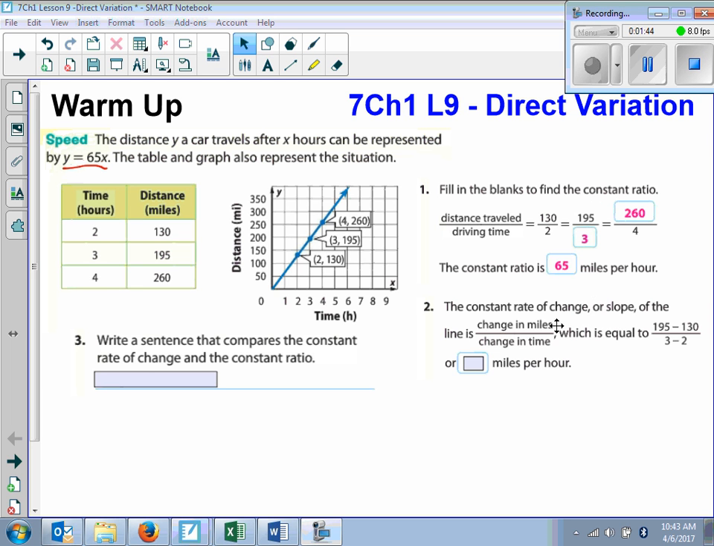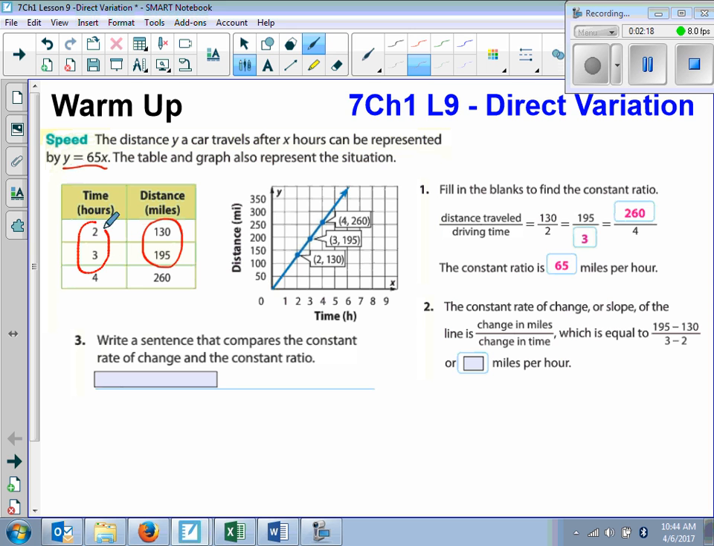So number 2 says now we're going to find the constant rate of change or the slope. Remember, constant rate of change, slope, the unit rate, they're all the same thing, okay? So again here, the constant rate of change is found by finding the change in the miles over the change in the time. So when we're finding the delta y over the delta x, we're just subtracting, right? So here we would subtract the y values, so that's 195 minus 130, and we would subtract the x values, which is 3 minus 2.